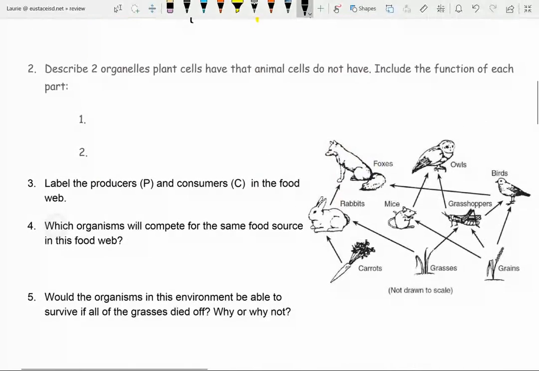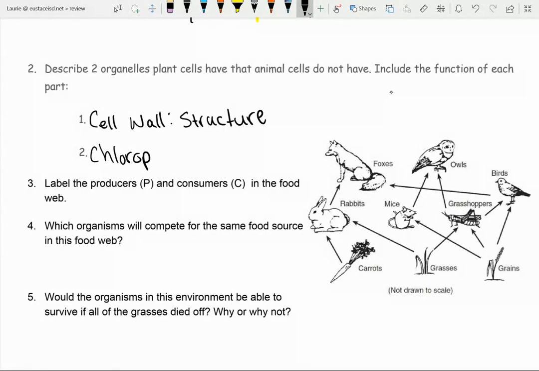Okay, the next one. Describe 2 organelles plant cells have that animal cells do not have, and include the function of each. The 2 big differences are the cell wall, which provides structure, and then the chloroplasts, and they take in light for photosynthesis.